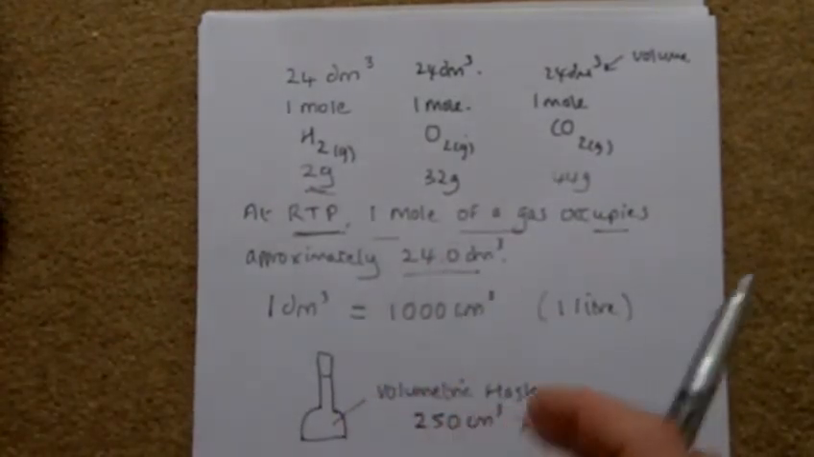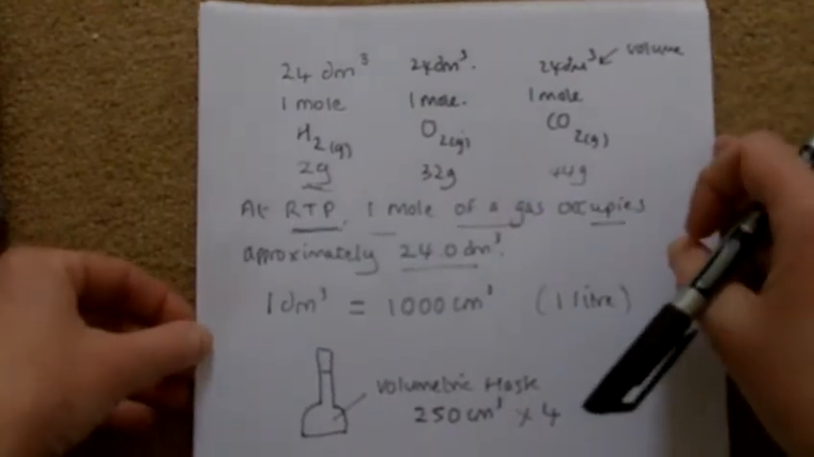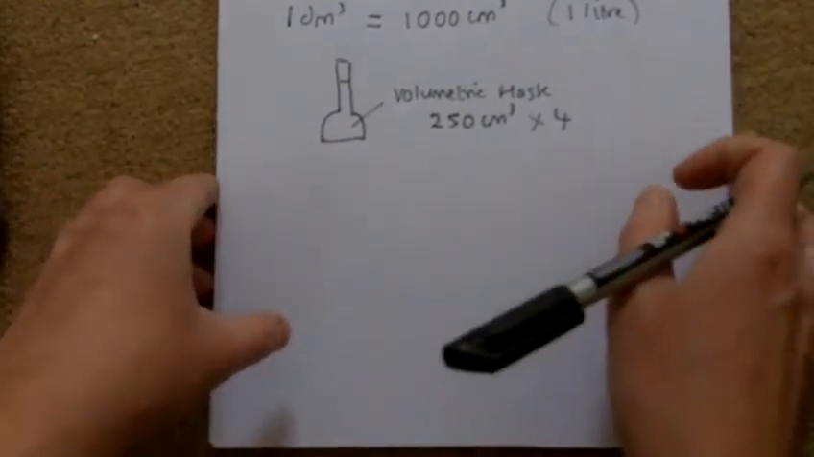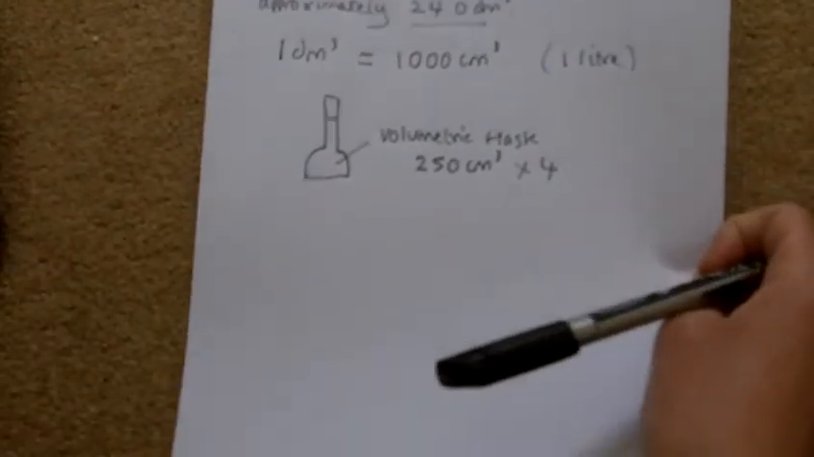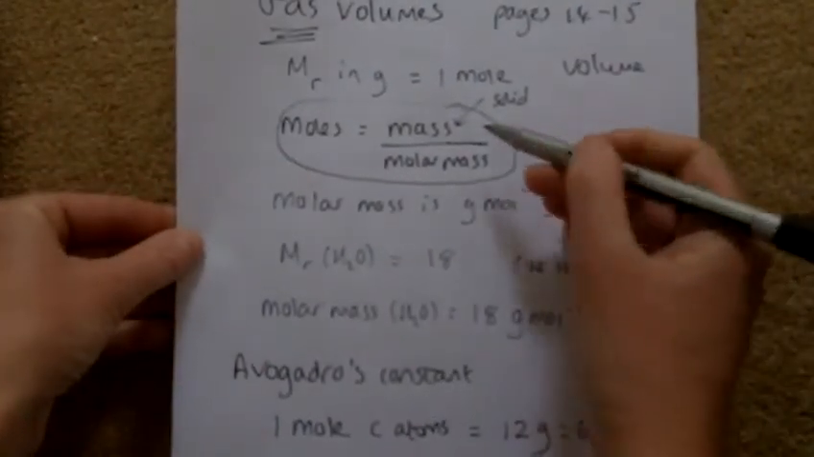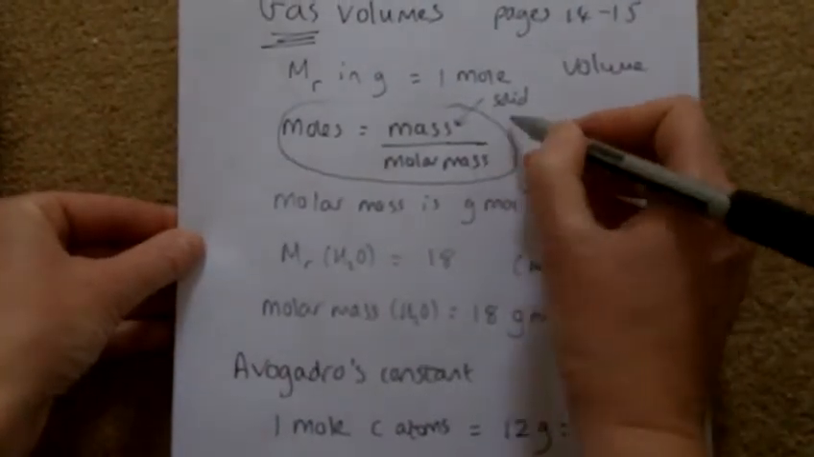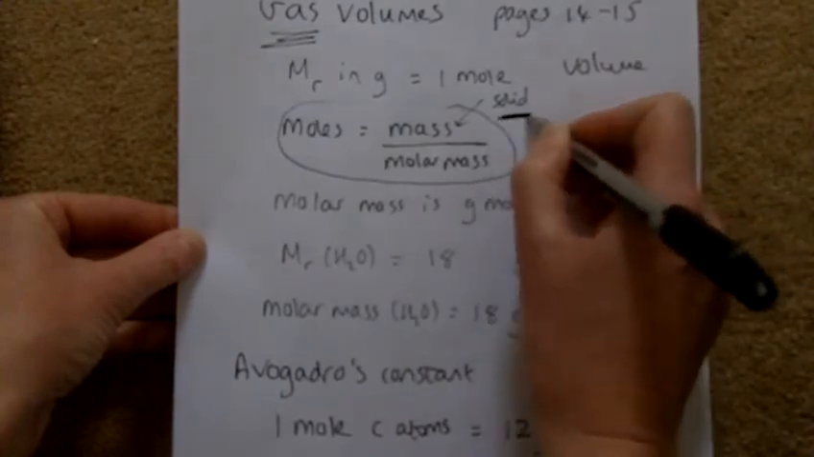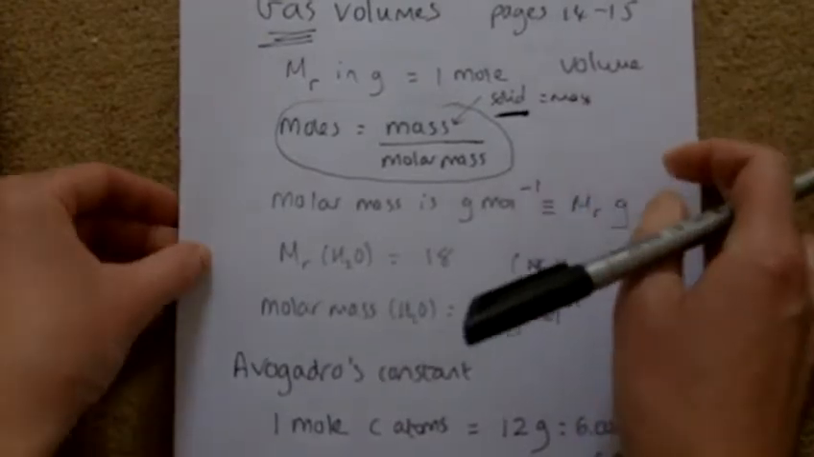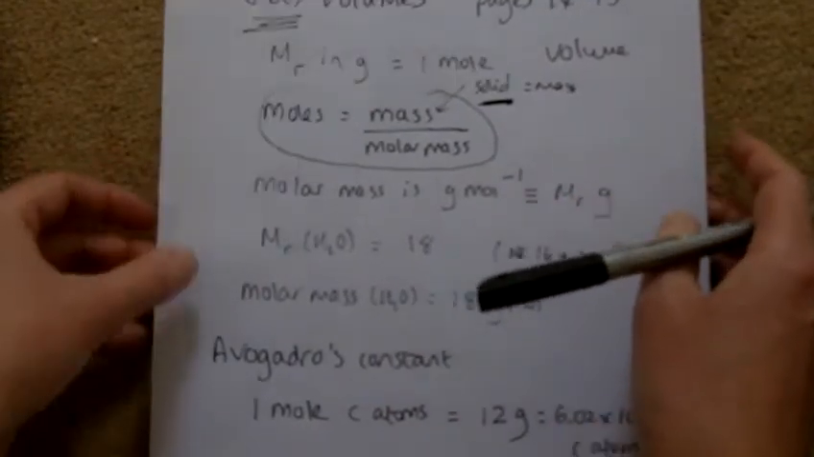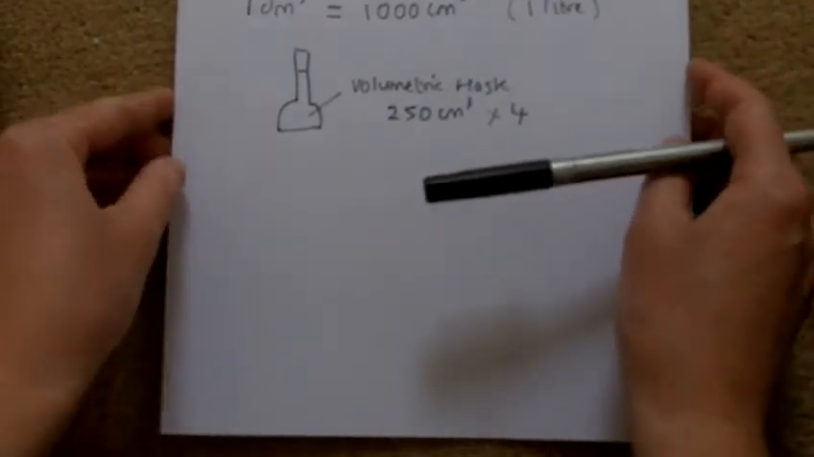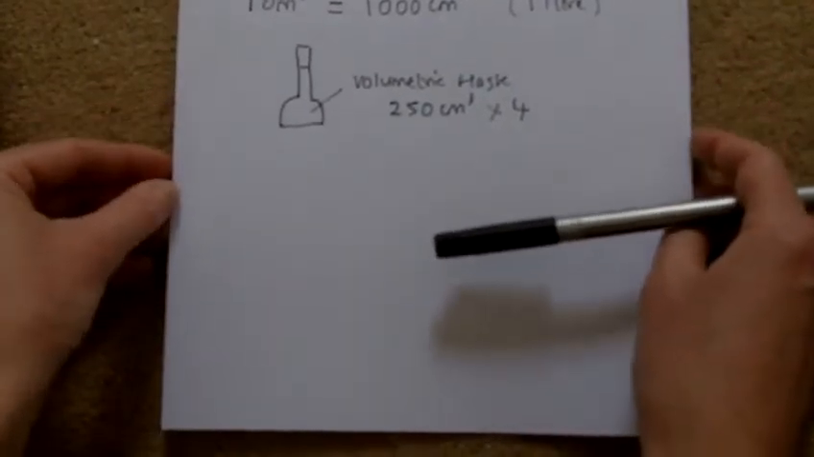So how do we actually do calculations with this? In order to do calculations when we've got a gas, we need to use a second equation. Remember, we've got the first equation, moles equals mass over molar mass, which is really good when you've got a solid, or obviously when you've got a mass of something. But we need an equation for volumes when we're measuring a gas volume, because we could measure it using a syringe or a measuring cylinder.